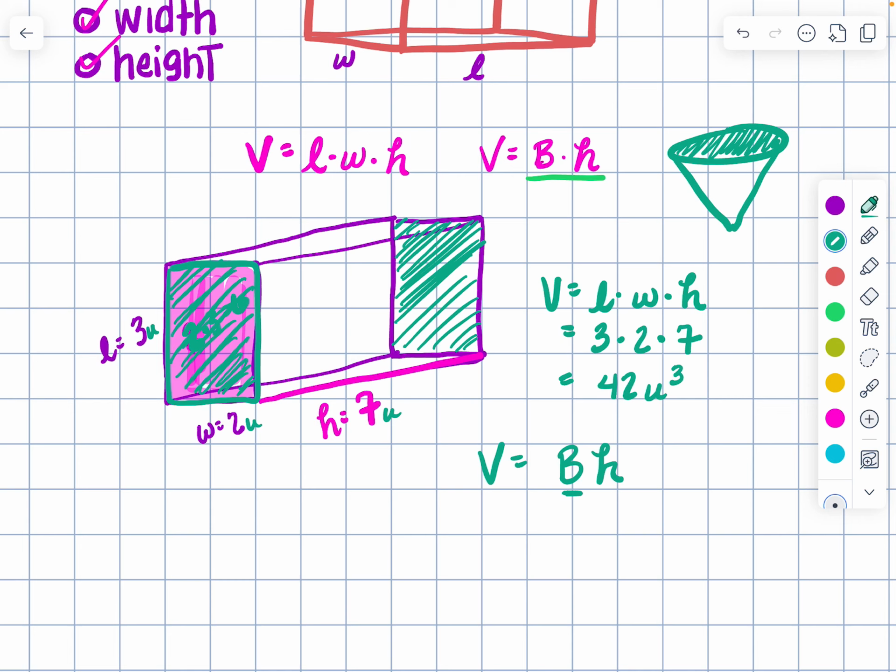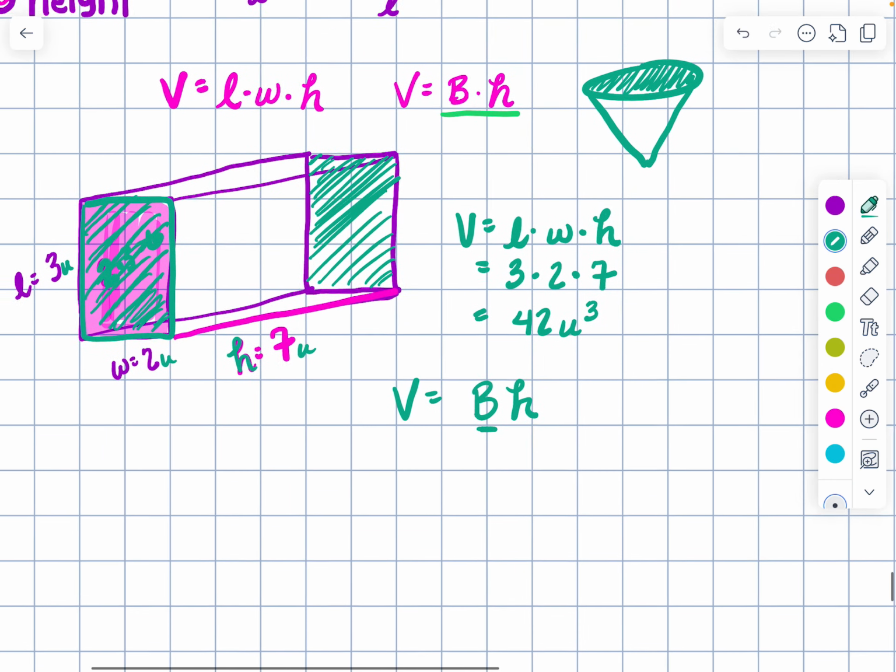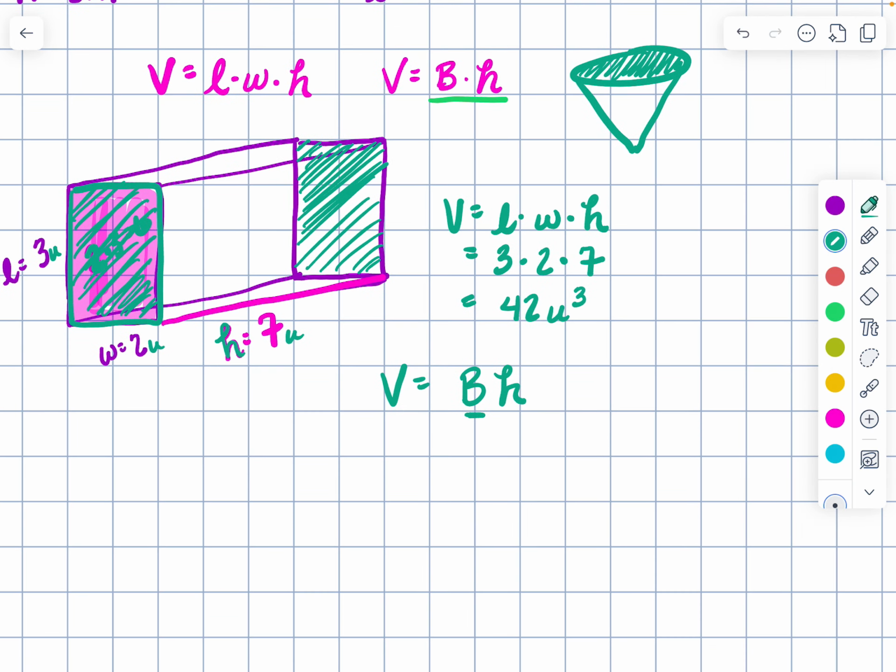And in this case, we've already said that the height is 7 units. So now let's solve this volume problem. B is equal to the length times the width of the base. Length is 3, width is 2, and that is equal to 6 units squared. So I'm going to pop that into my volume equation, and now I'm going to multiply times the height, which is 7. And again, we get 42 units cubed.